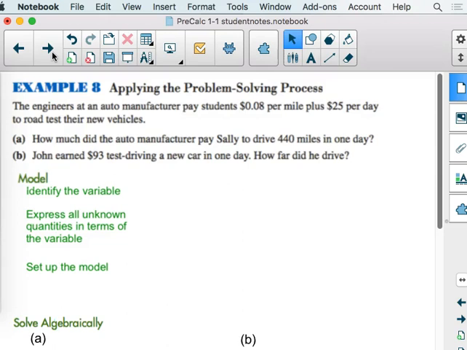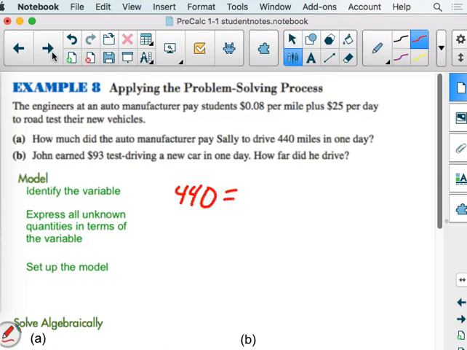Well, the way that I always approach word problems is not the way that they have them. Because what I do is I look for totals, and then I figure out how do you get that total and go from there. So when they said, how much did they pay Sally to drive 440 miles, I latched onto that right away. And I thought, there's a total, 440.